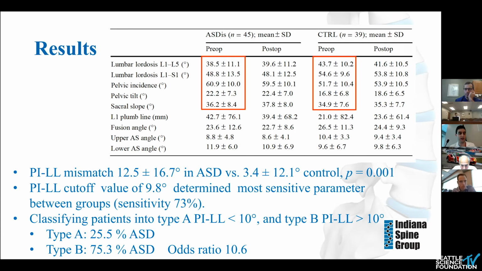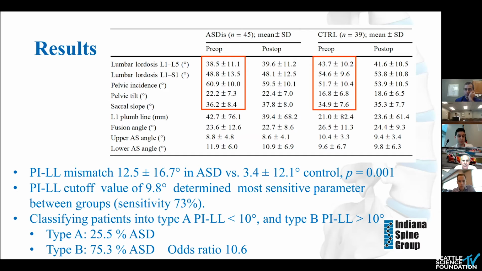The results of the study found statistically significant differences in several spinopelvic parameters between groups. ASD patients had less lumbar lordosis and an increased pelvic incidence, pelvic tilt, sacral slope, and PI-LL mismatch. Using statistical regression analysis, they identified the PI-LL cutoff value of 9.8 degrees as the most sensitive differing parameter between the groups, with a sensitivity of 73%.